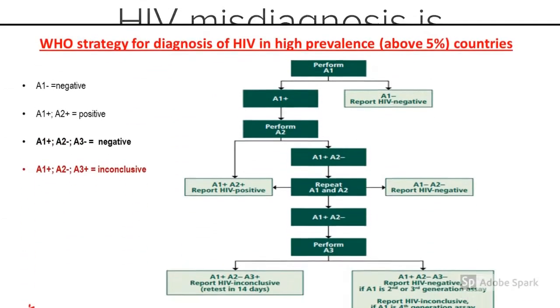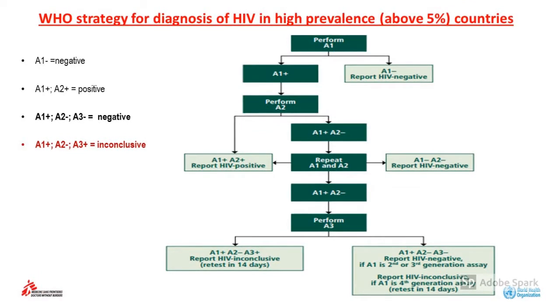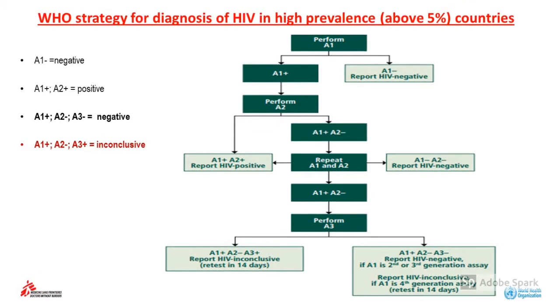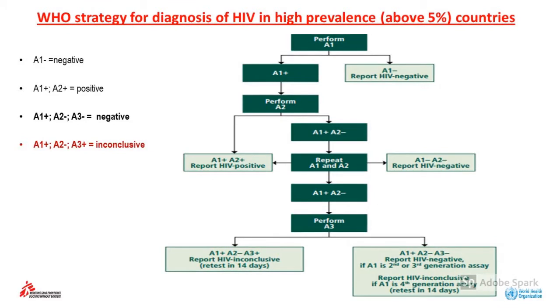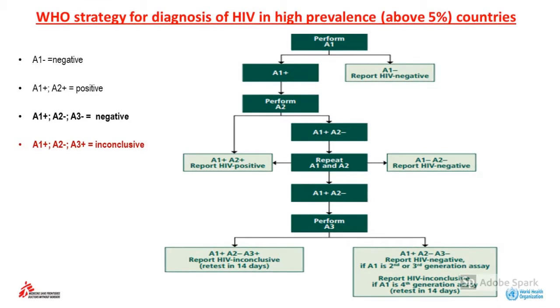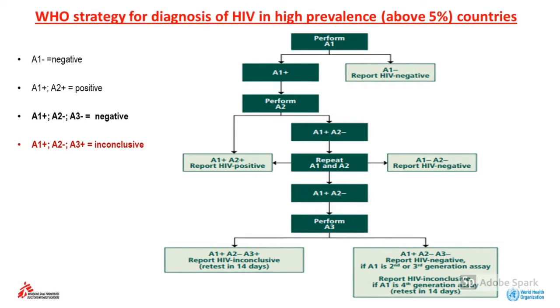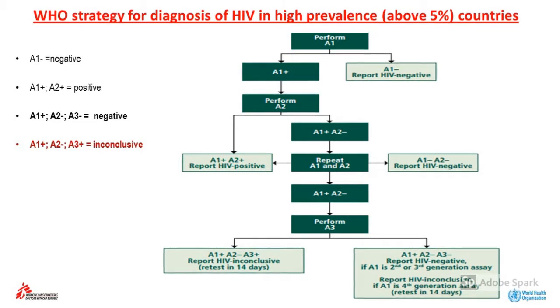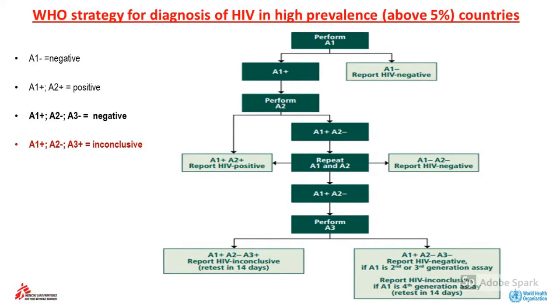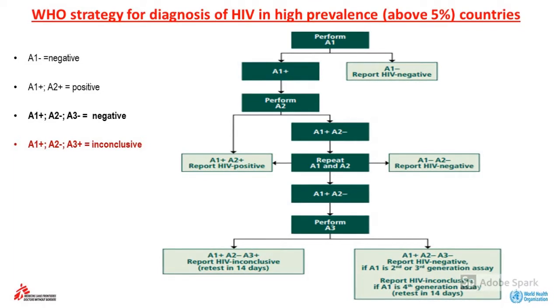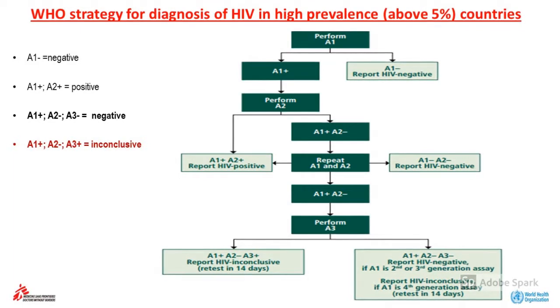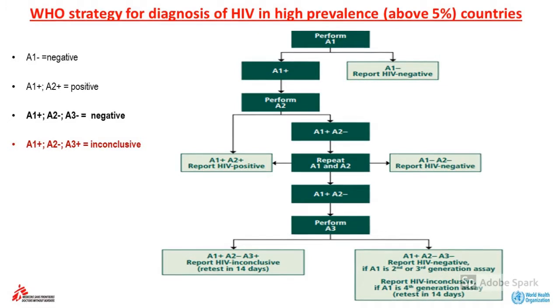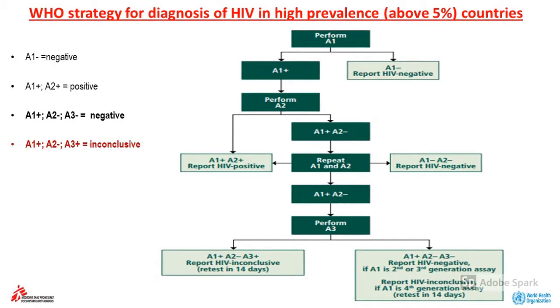First and foremost, understanding and using the correct WHO testing strategy is crucial. For example, in high HIV prevalence settings, that is above 5%, any HIV positive status should not be given without two sequential reactive tests. Furthermore, do not use the A3 test kit as a tiebreaker test to rule in HIV infection following discrepant A1 and A2 tests.